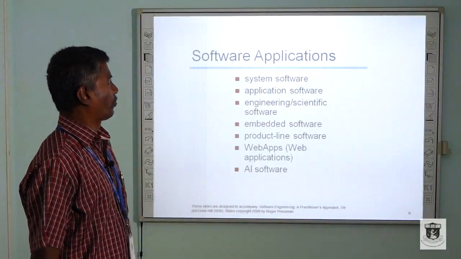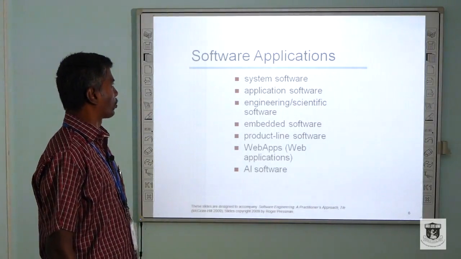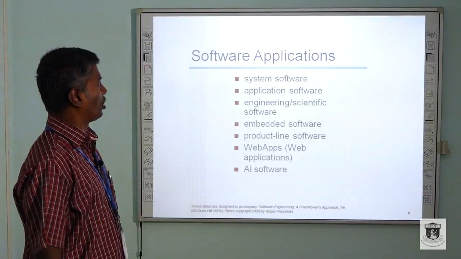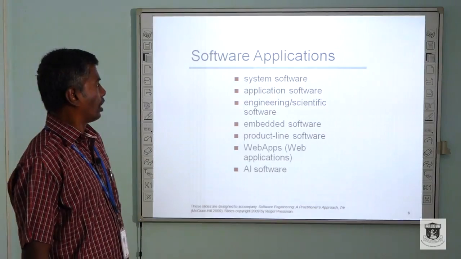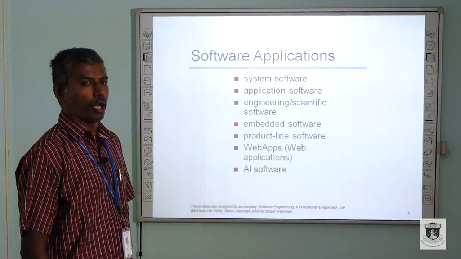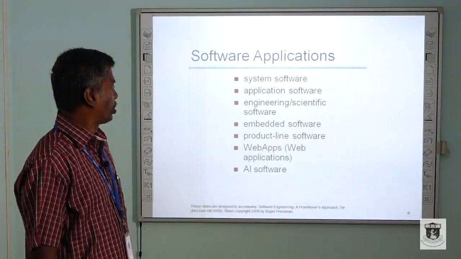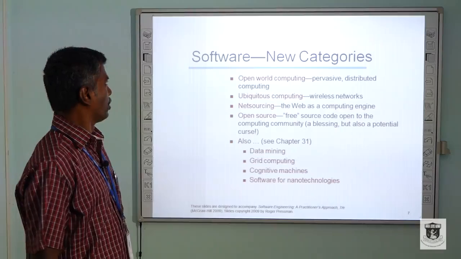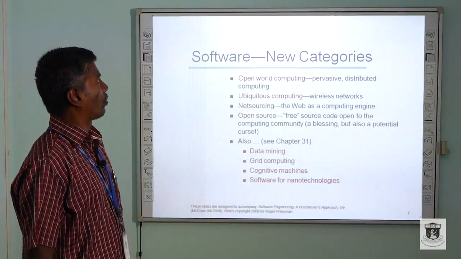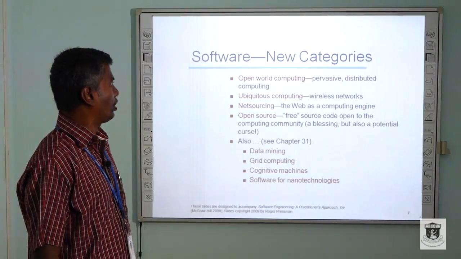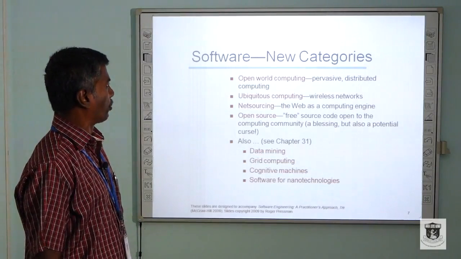Okay, software applications. These are the types of software: system software, application software, engineering and scientific software, embedded software, product line software, web applications, otherwise called web apps, and AI software. Now we are going to discuss each of them. First, software that comes under the new categories. Open world computing, that is pervasive distributed computing.